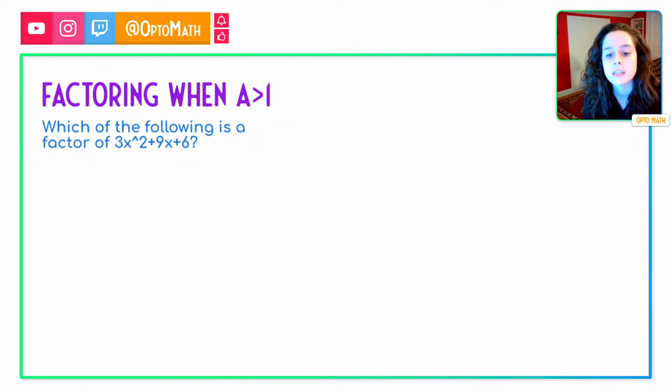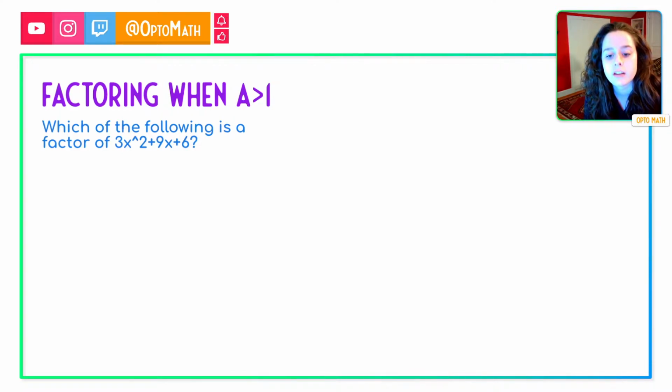Which of the following is a factor of 3x squared plus 9x plus 6? I know there are not answer choices. I'm just going to work it like I'm working it from scratch. And then once I get my answer, I'm going to show you how you can guess and check with your answer choices on Desmos. So this is factoring when a is greater than 1.